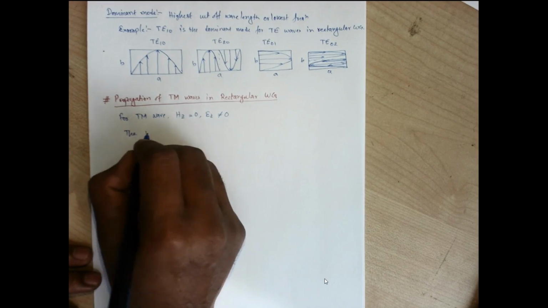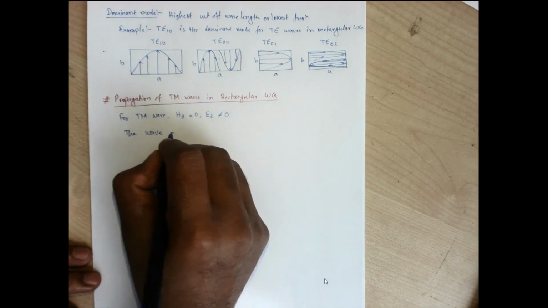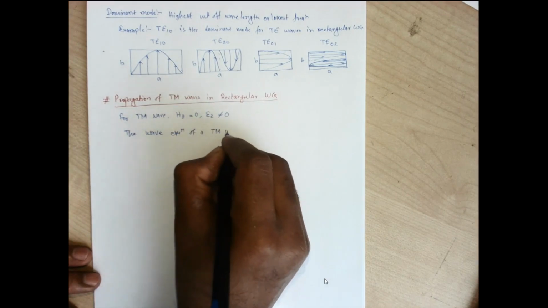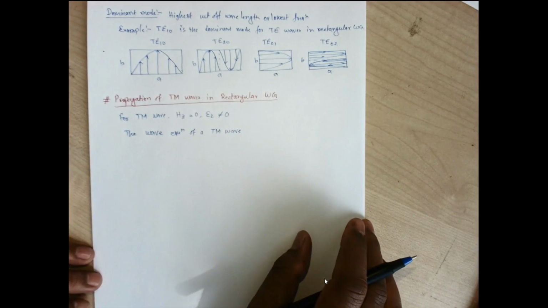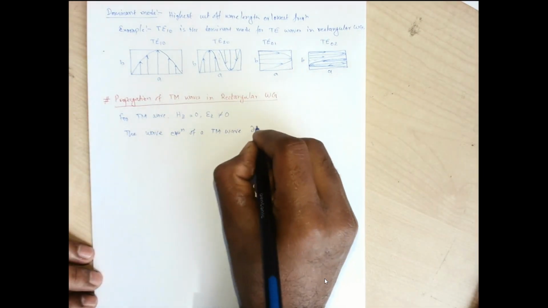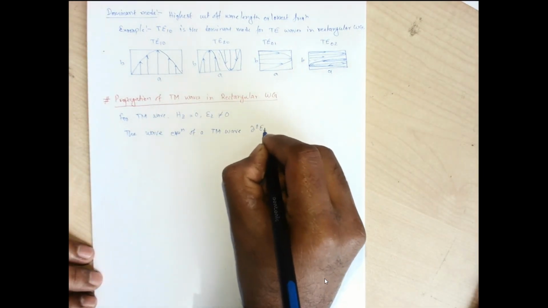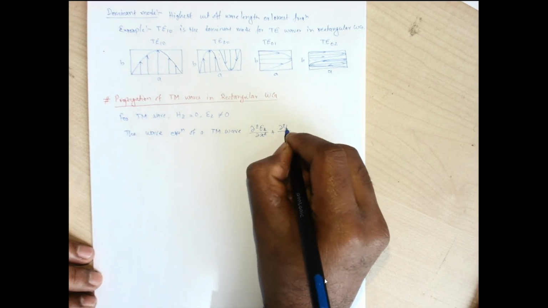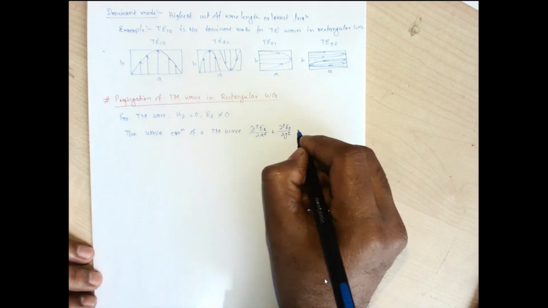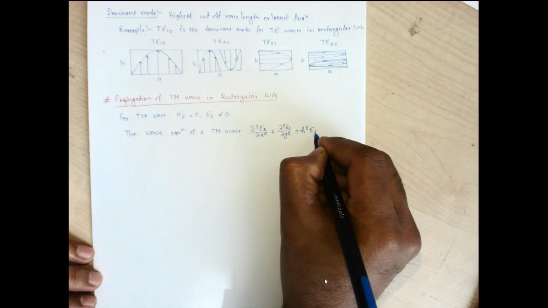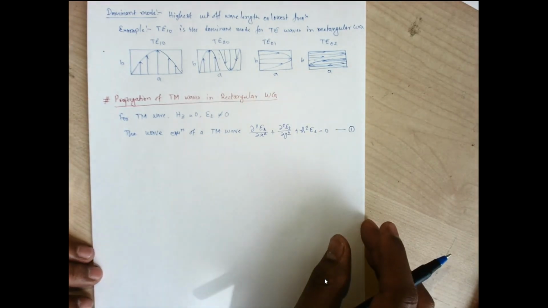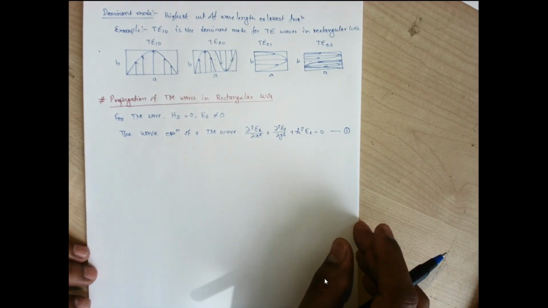The wave equation of a TM wave will be del 2 Ez by del x2 plus del 2 Ez by del y2 plus h square Ez is equal to 0. Equation number 1. So it is a partial differential equation. We can find out the solution for this, right?